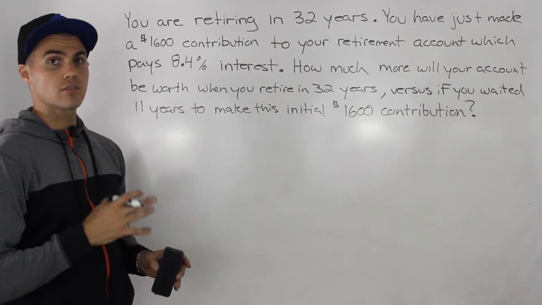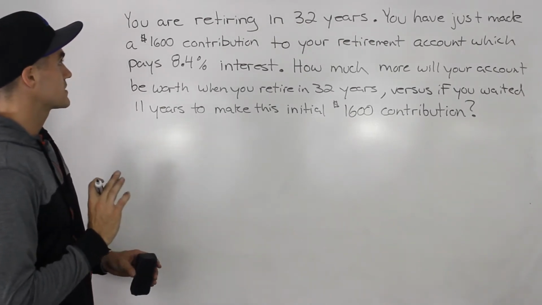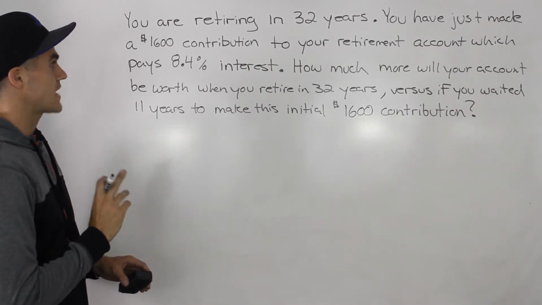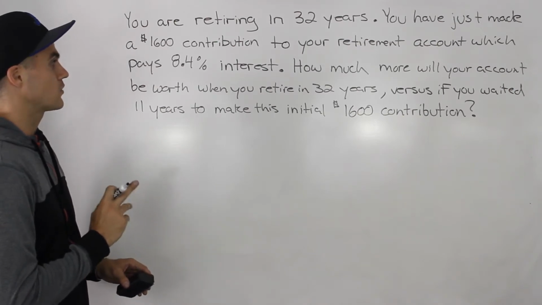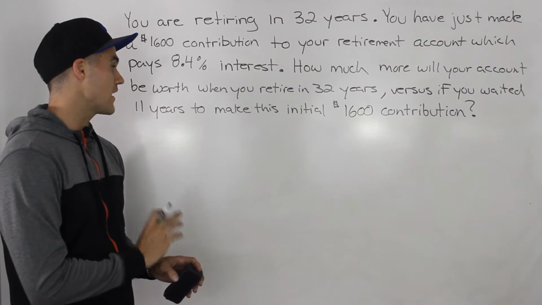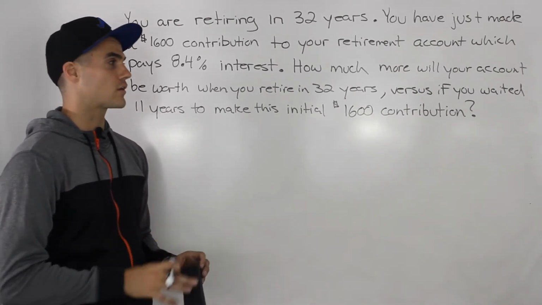So you are retiring in 32 years. You have just made a $1,600 contribution to your retirement account, which pays 8.4% interest. How much more will your account be worth when you retire in 32 years, versus if you waited 11 years to make this initial $1,600 contribution?